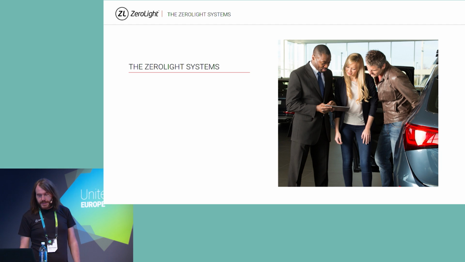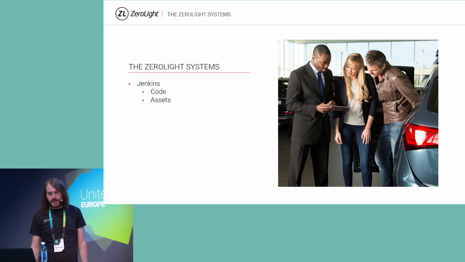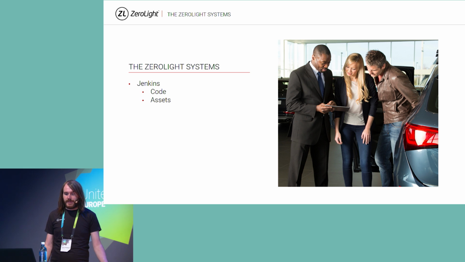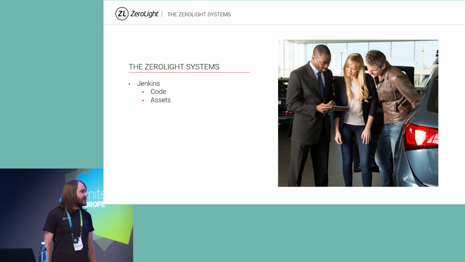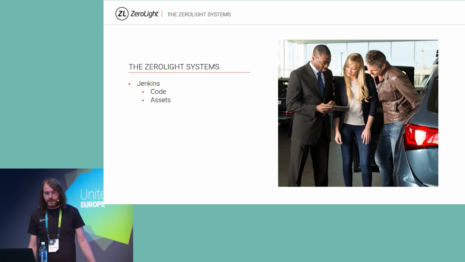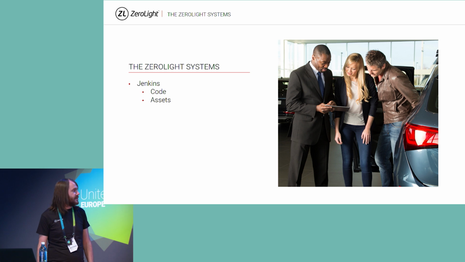So the systems we have at ZeroLight, we obviously use Jenkins to build code and assets. Every night the code will be built, every night the assets will be built. The assets that we deal with are absolutely massive. Typically a car is about 3 GB. So we build these, I think it's about 30 cars we build every night, including the released and unreleased ones to test. This takes a lot of system power and a large amount of time.